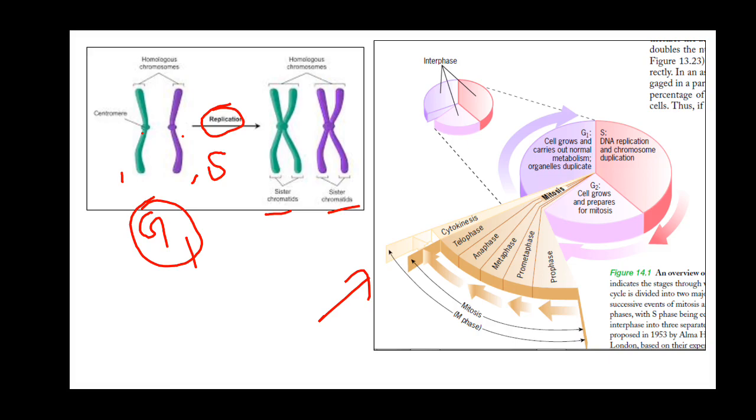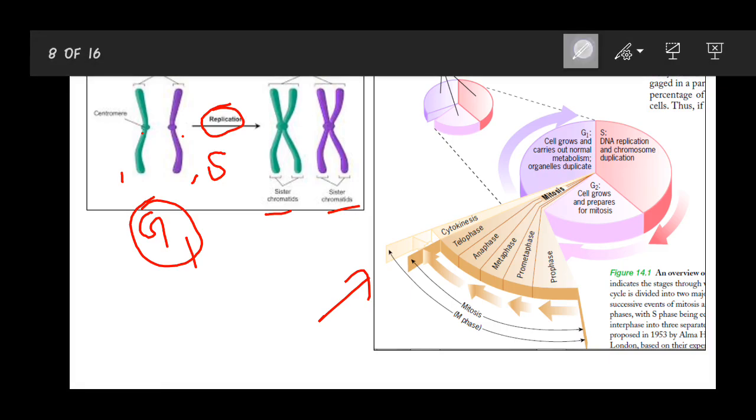So these are the two events which occur during the phase called the M phase. You can see in G1 the cell grows and carries out the normal functions, etc. The organelles duplicate. In S phase DNA replication occurs, and G2 is also preparing for mitosis. It is also called the preparatory phase. So this is about the cell cycle. In this particular session, we'll be discussing the event called the M phase.